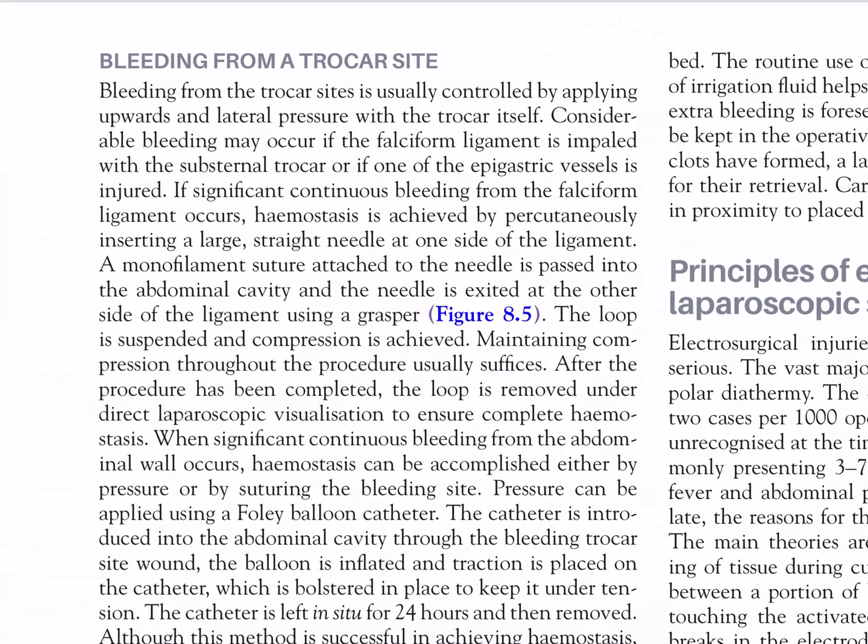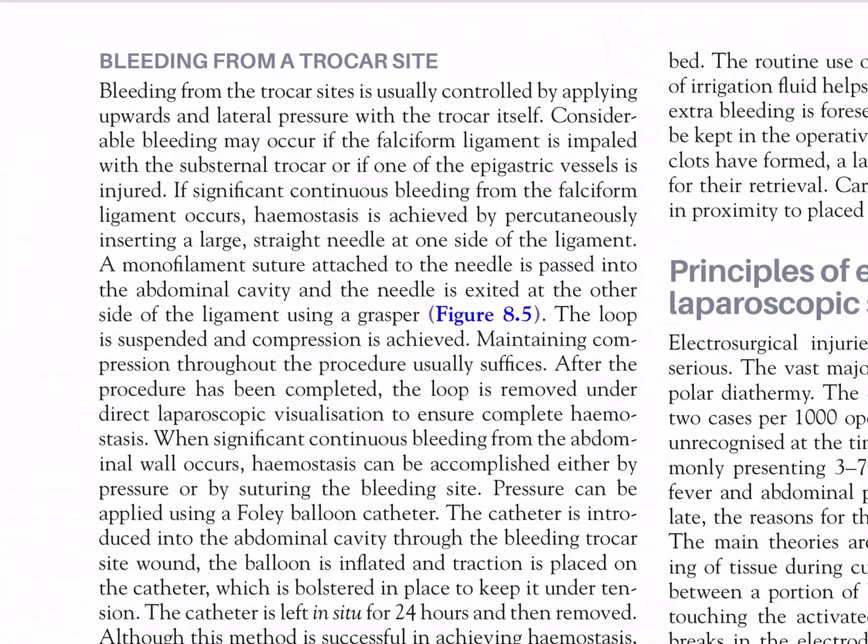Bleeding from the trocar site is usually controlled by applying upwards and lateral pressure with the trocar itself. Considerable bleeding may occur if the falciform ligament is impaled with the substernal trocar or if one of the epigastric vessels is injured. If significant continuous bleeding from the falciform ligament occurs, hemostasis is achieved by percutaneously inserting a large straight needle at one side of the ligament.